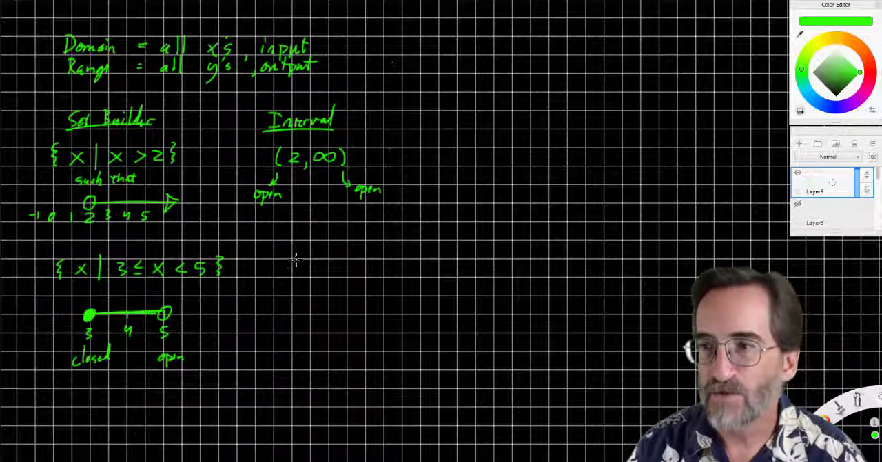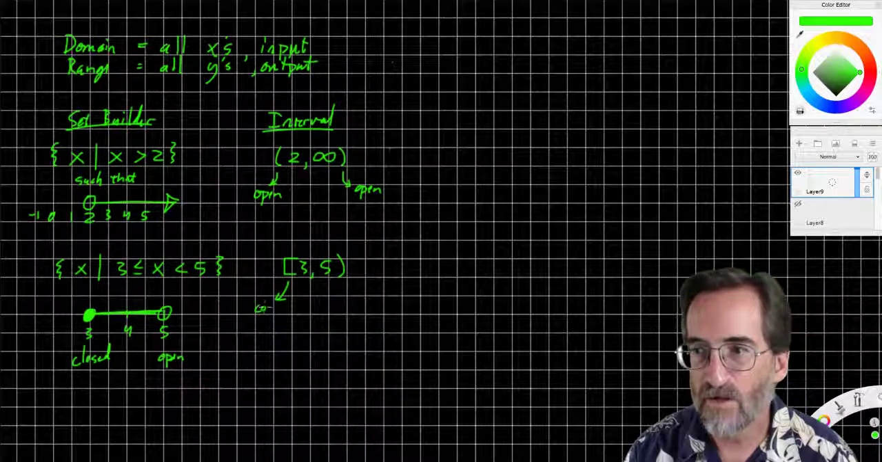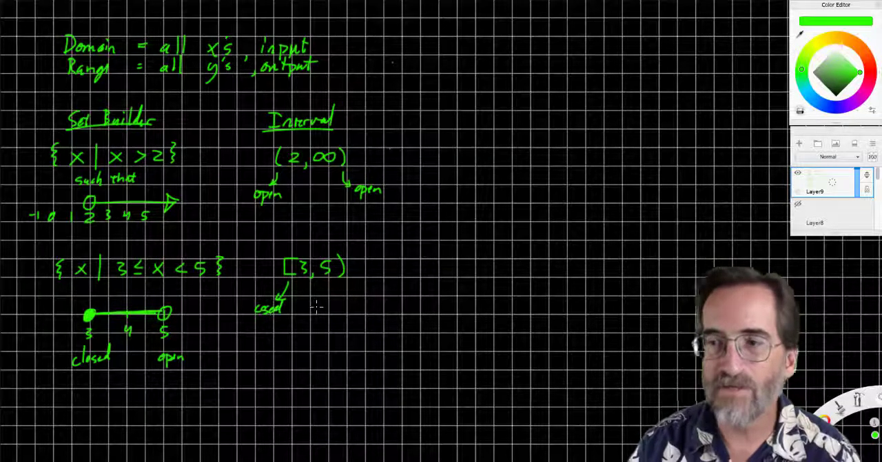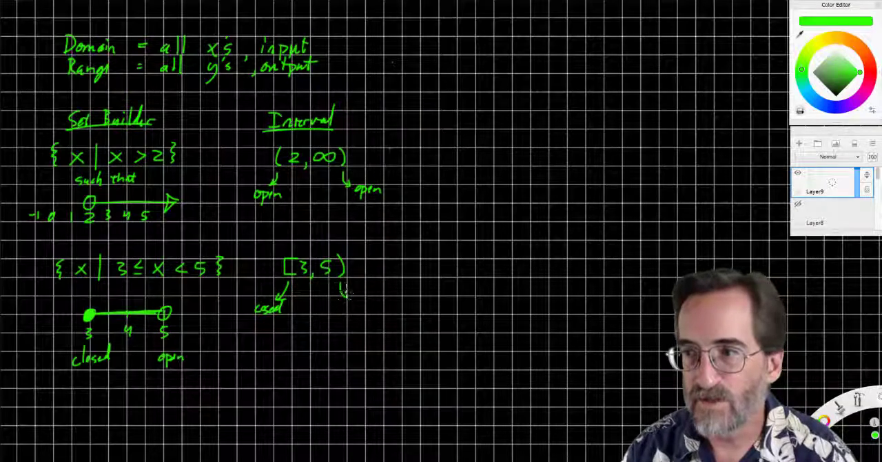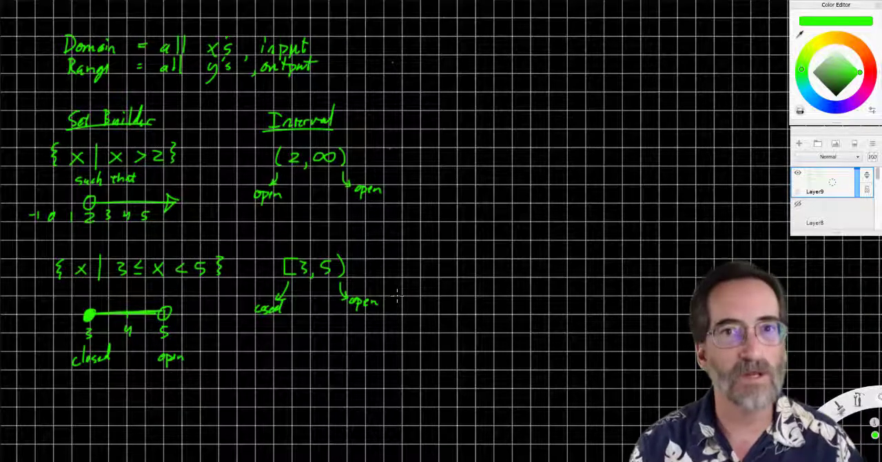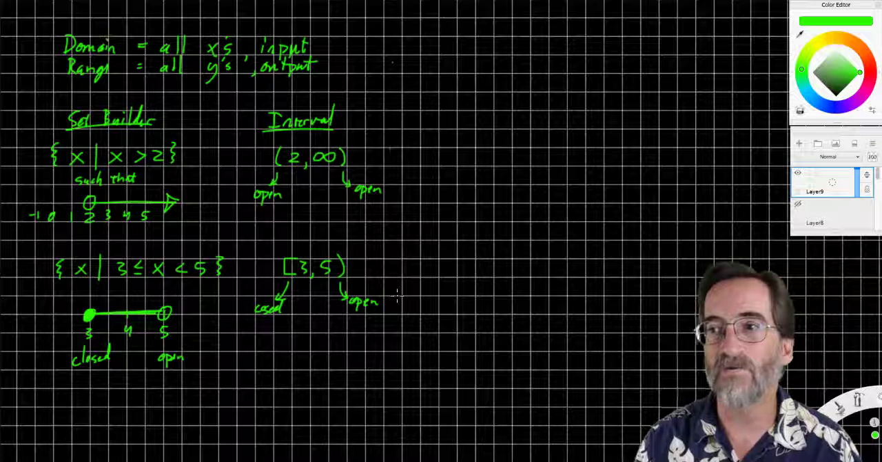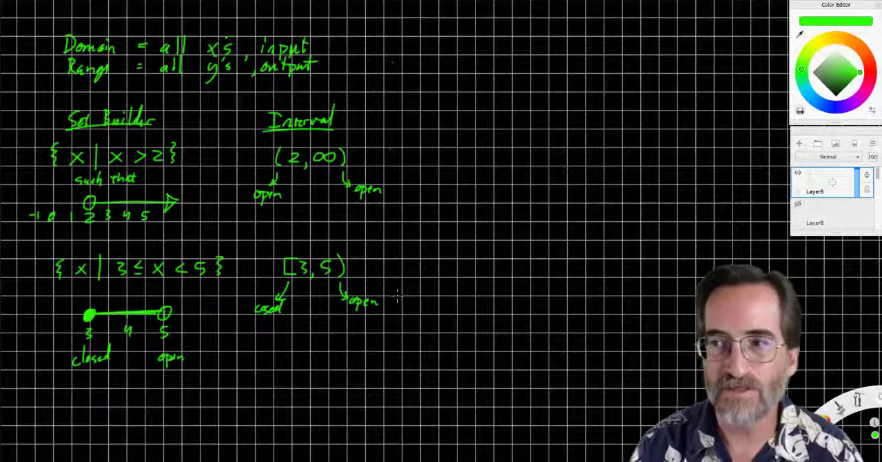Interval notation uses a square bracket for the 3 and the parentheses for the 5. So this is a closed boundary. It's an absolute limit of 3. 3 is the lower limit. Whereas this is an open boundary. 5 is a soft boundary. In other words, we don't include 5, but simply we include all numbers less than 5. And there's no absolute maximum in this case.